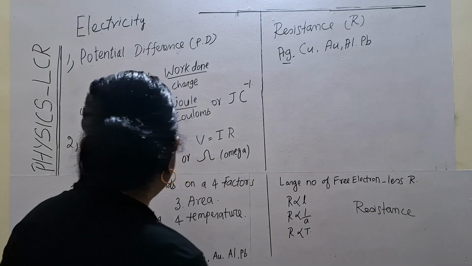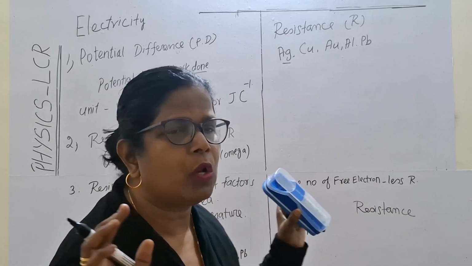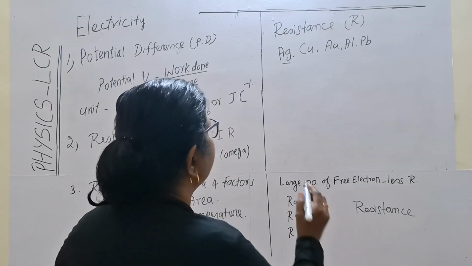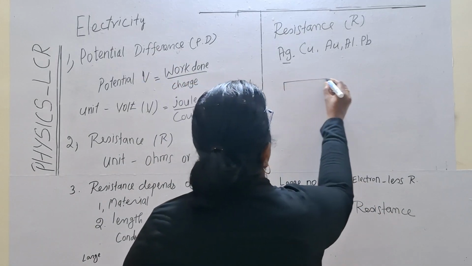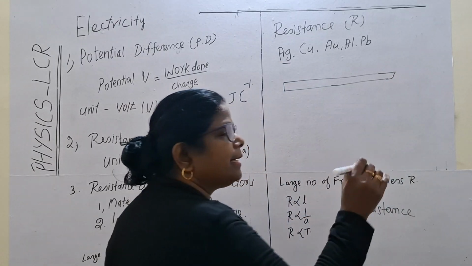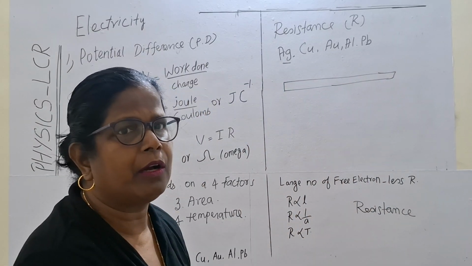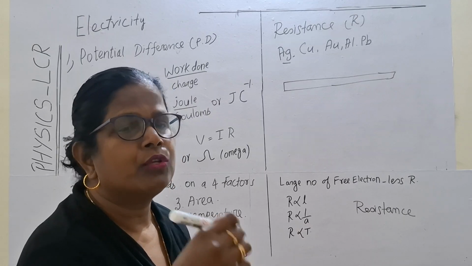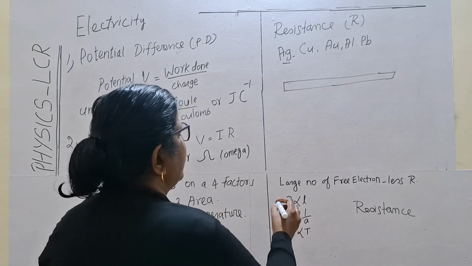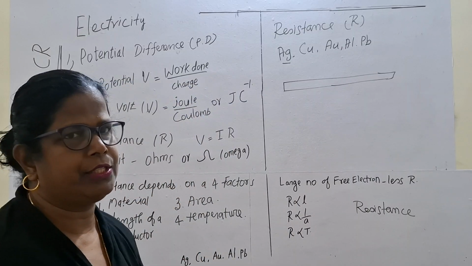Second one, actually, is the length of the conductor. The conductor is longer. It is very long. So when it is long, what happens? The electron is going to hit the proton, and more collisions will occur. So that's why, when the length is large, the resistance will also be large.